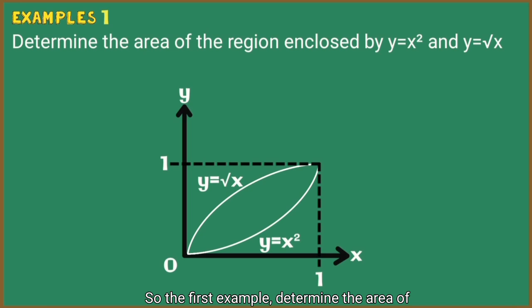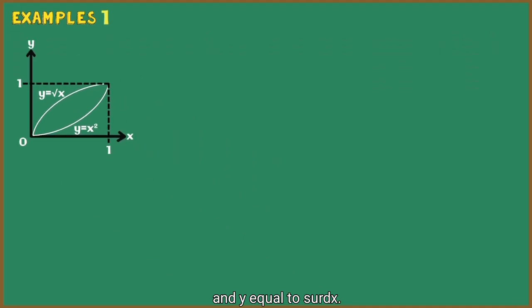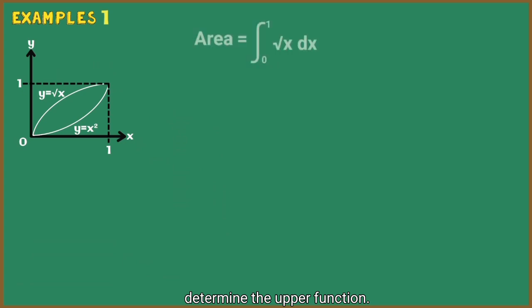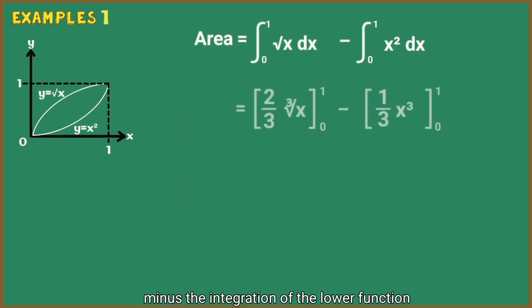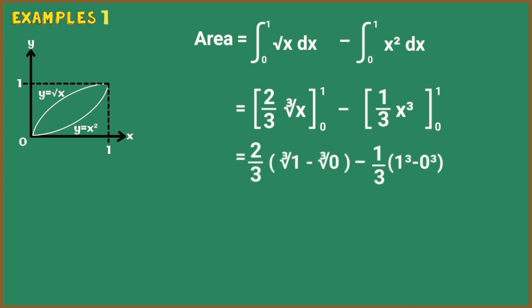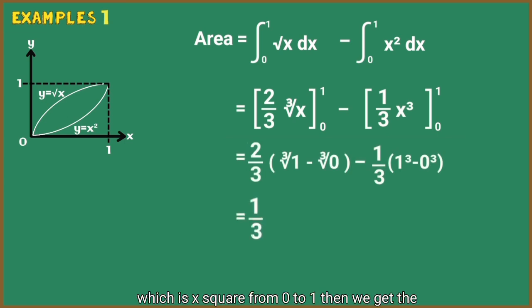So the first example: determine the area of the region enclosed by y equal to x squared and y equal to √x. Using our previous idea, we first need to determine the upper function. So integrate the upper function, which is √x, minus the integration of the lower function, which is x squared, from 0 to 1, then we get the answer 1 over 3.